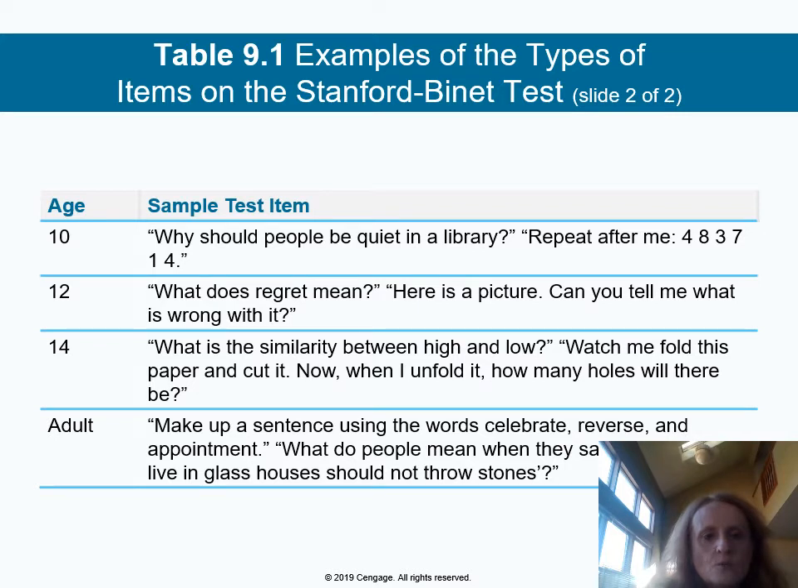Age 14, what is the similarity between high and low? Etc. And then as an adult, make up a sentence using the words celebrate, reverse, and appointment. And then they have in here, which I thought was interesting, what do people mean when they say people who live in glass houses should not throw stones? For those of us not familiar with that phrase, what that means is one who is vulnerable to criticism regarding a certain issue should not criticize others about the same issue.